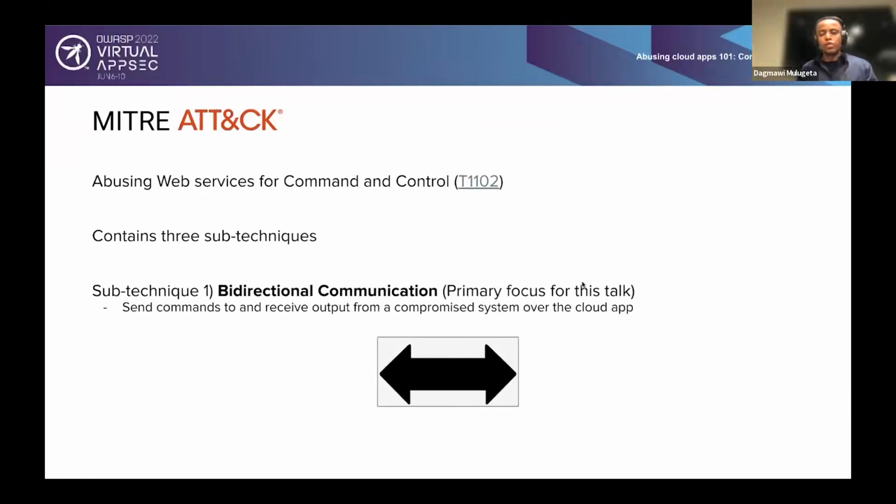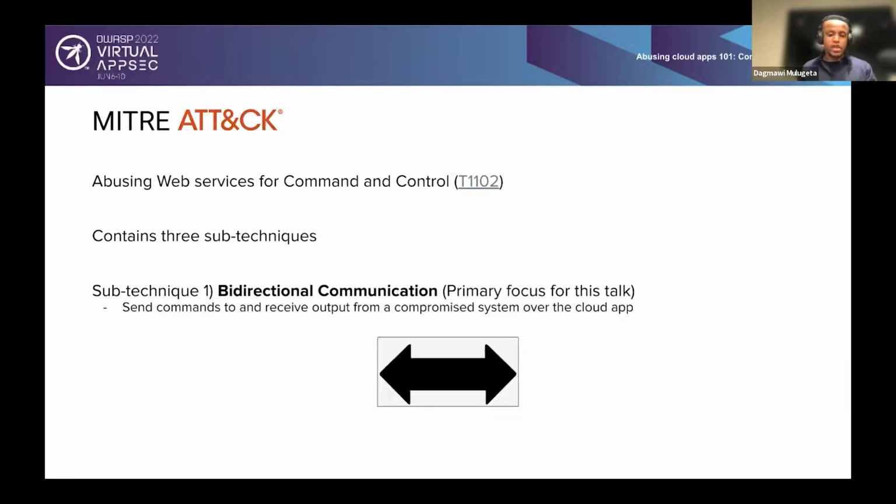What we refer to as C2 is actually categorized in MITRE ATT&CK as well. MITRE ATT&CK, for those of you that maybe aren't familiar with it, is a framework for categorizing the tactics and techniques that you see attackers performing in the wild. Cloud C2 is categorized as Technique 1102, or abusing web services for command and control. And it's broken down into 3 sub-techniques.